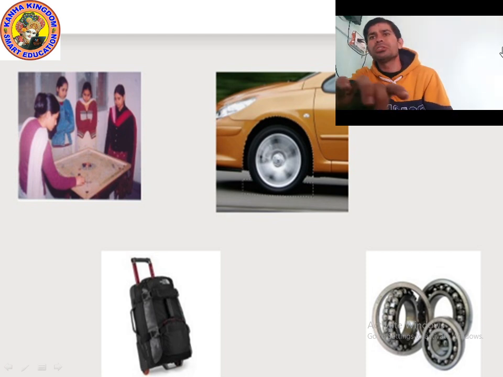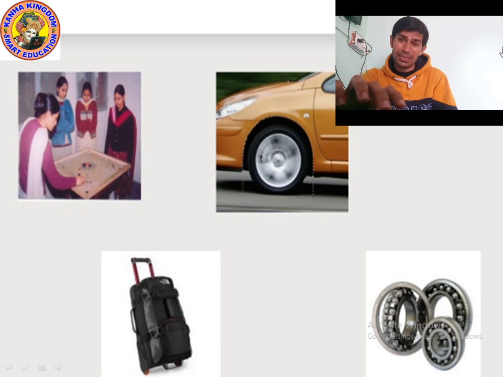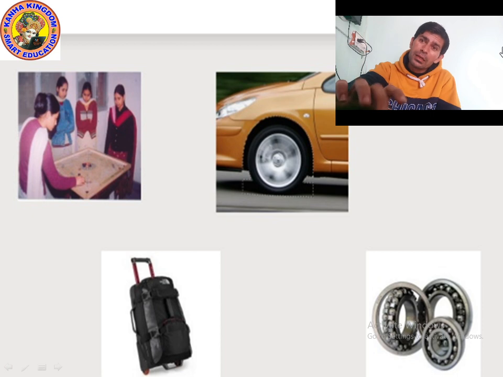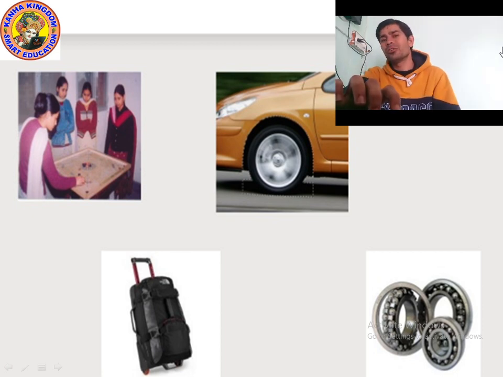Now you can see the last picture, at the right side at the bottom. These are called ball bearings. What is the spelling of ball bearing? BALL, ball, BEARING, bearing. Ball bearings are used in ceiling fans, bicycles and vehicles to reduce the friction.